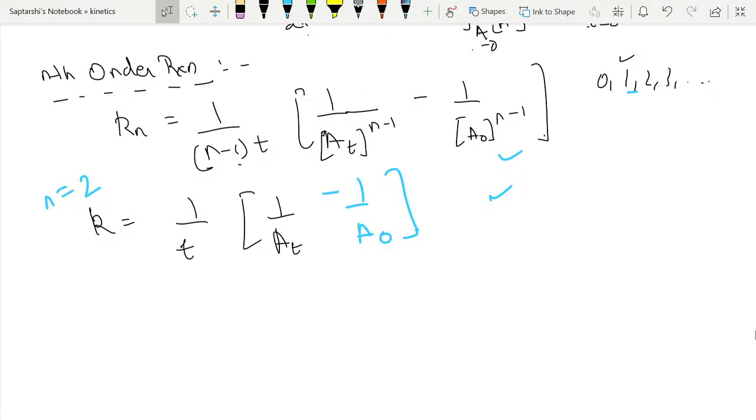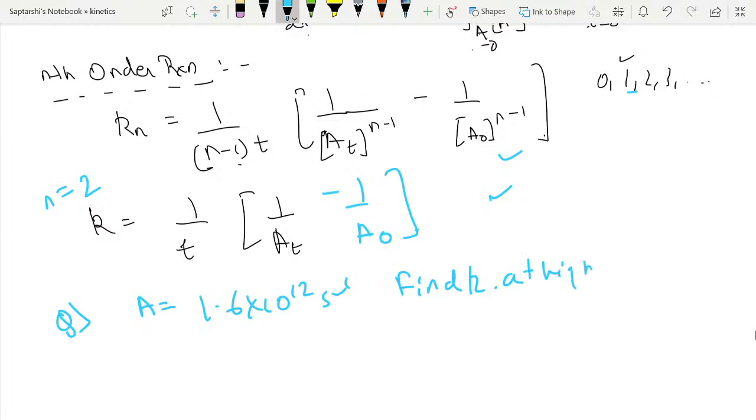Having said that, let us now do some problems. The question is this: A is our pre-exponential factor. If A is 1.6 times 10 to the power 12 per second, find K at high temperature.